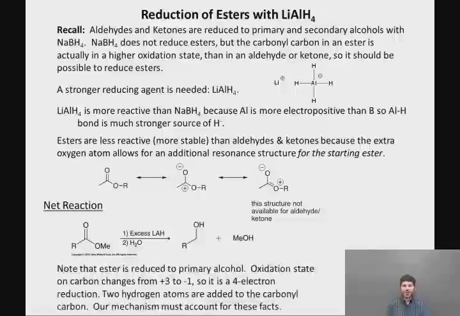So the product you get out of this reaction of an ester with lithium aluminum hydride is actually a primary alcohol. Then since this was a methyl ester that we started with, we also give off a molecule of methanol in the end after everything is neutralized. But the ester with the R group on it has been reduced to the primary alcohol. So the oxidation state on carbon, on what was the carbonyl carbon, has changed from +3 to -1. Therefore, this is a 4-electron reduction.